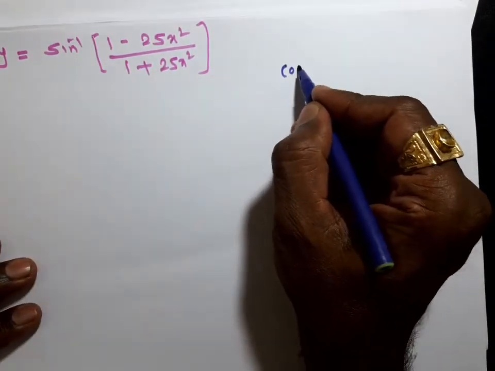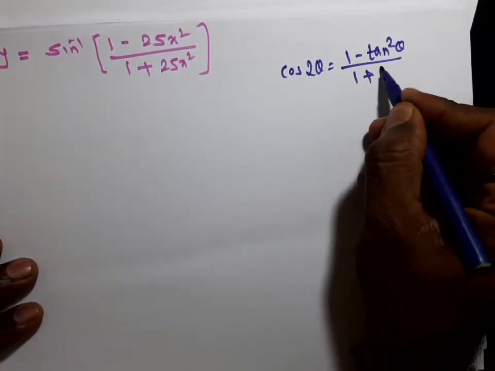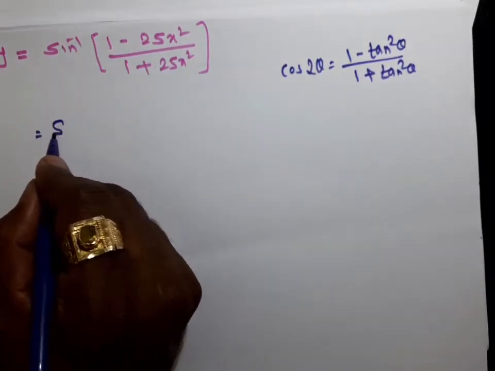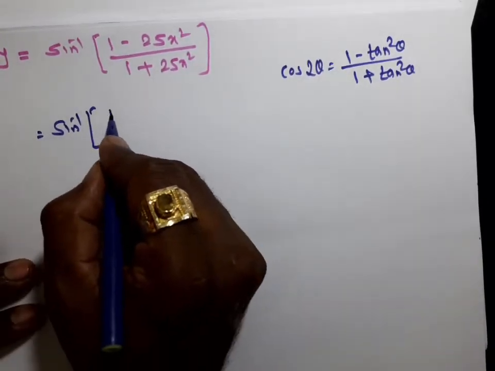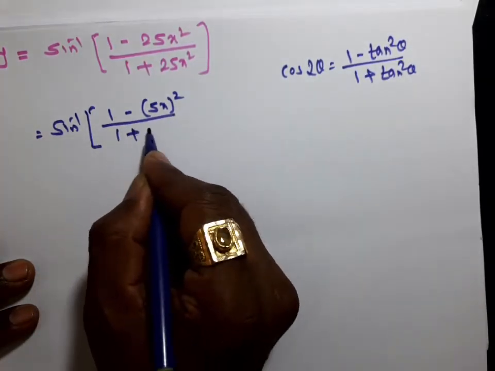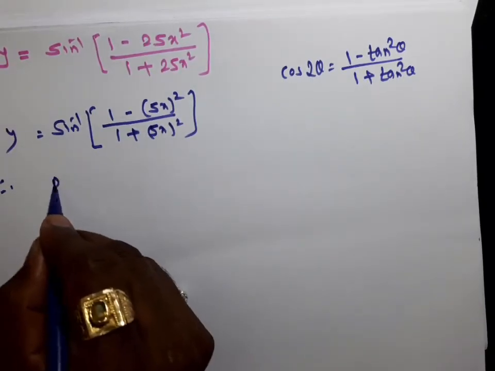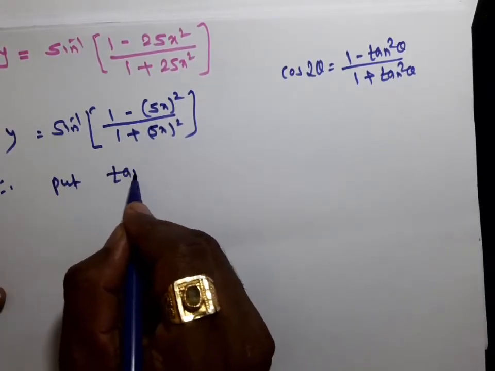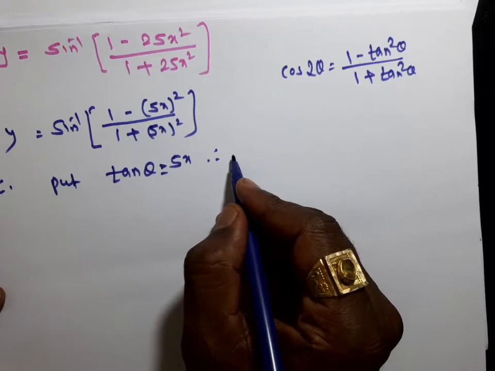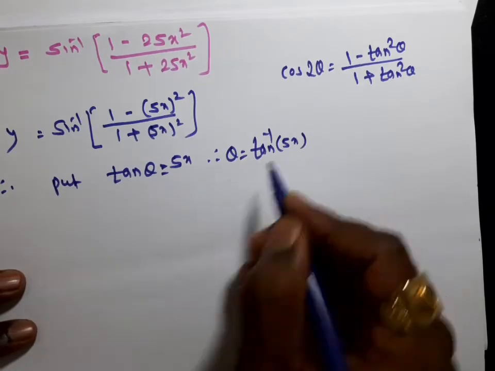If you know the basic formula of cos 2 theta is 1 minus tan square theta upon 1 plus tan square theta, I am going to use this formula here. First I convert this into square, 5x square, 1 plus 5x square. So obviously I will get the idea to put tan theta is equal to 5x. Therefore, theta is equal to tan inverse 5x.